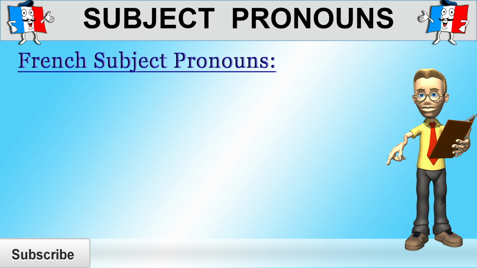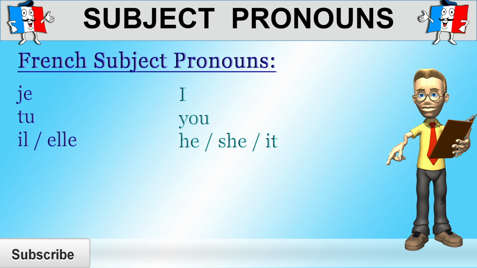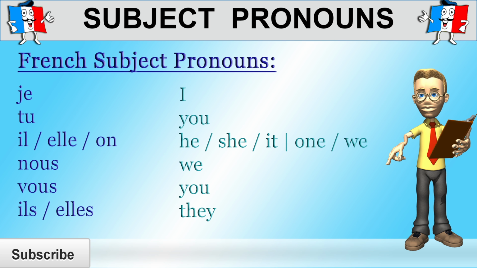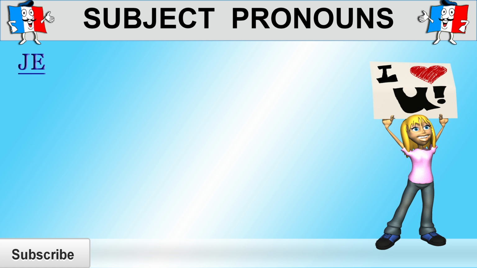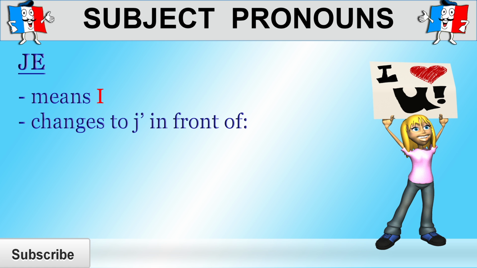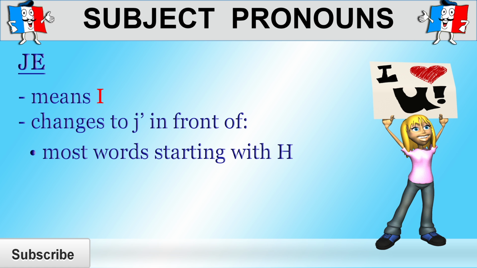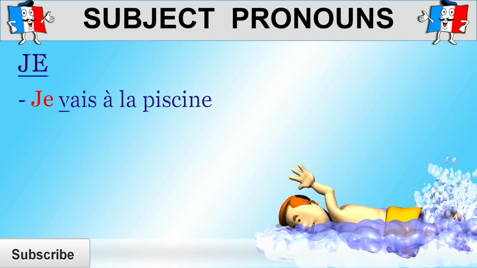In French, the subject pronouns are je, tu, il, elle, on, nous, vous, ils, elles. So first let's have a look at je. Je means I. And what you need to know about je is that it changes to j' in front of most words starting with the letter H, in front of most words starting with a vowel, and in front of the word y. For example, je vais à la piscine.